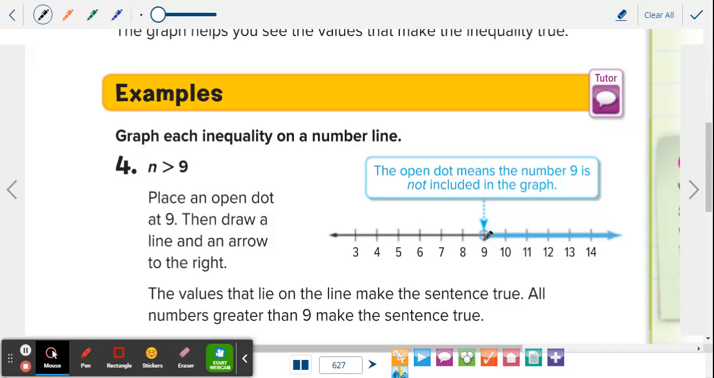So on the number line, I go to 9, I put a circle because it can't equal 9. It has to be everything above 9. And then after you put your circle, you put your arrow pointing to the right because it's every number above 9. That's how you graph. It's literally a circle and an arrow, left or right, depending on if it's greater than or less than. Less than, you go to the left. Greater than, you go to the right.